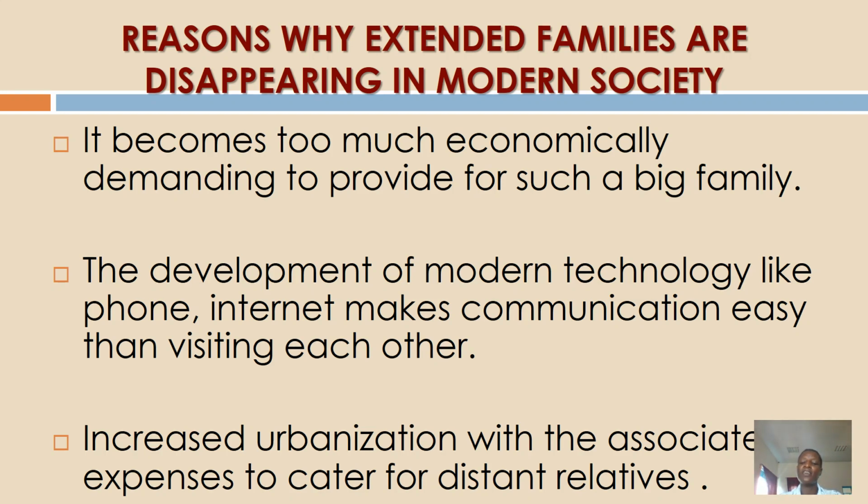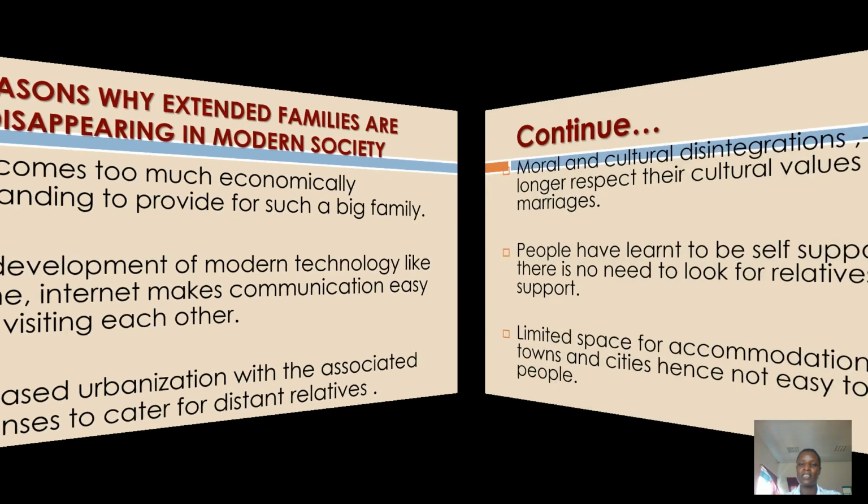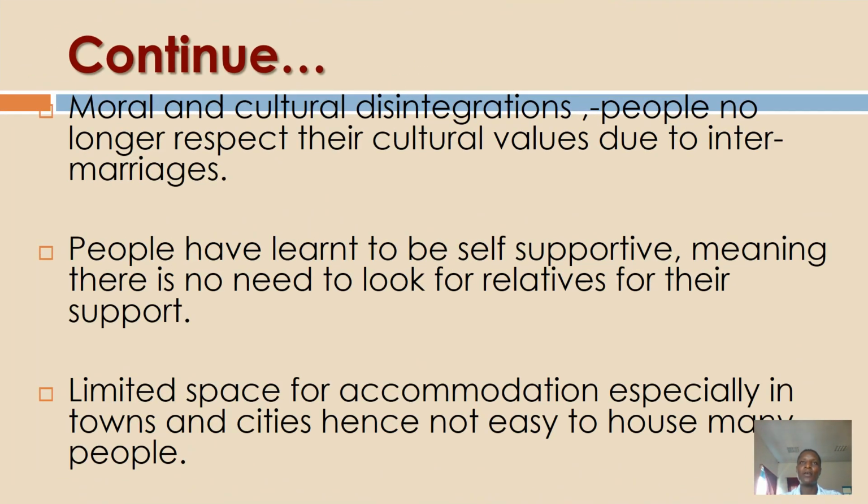Then we have the increased urbanization plus the expenses that come with urbanization. So this one makes it very hard to cater for the distant relatives. Accommodation, the space we have in towns is very small. Food, when it comes to feeding 10 people or 6 people, it is going to be hectic. So all this is limiting extended families from being consumed by very many people.